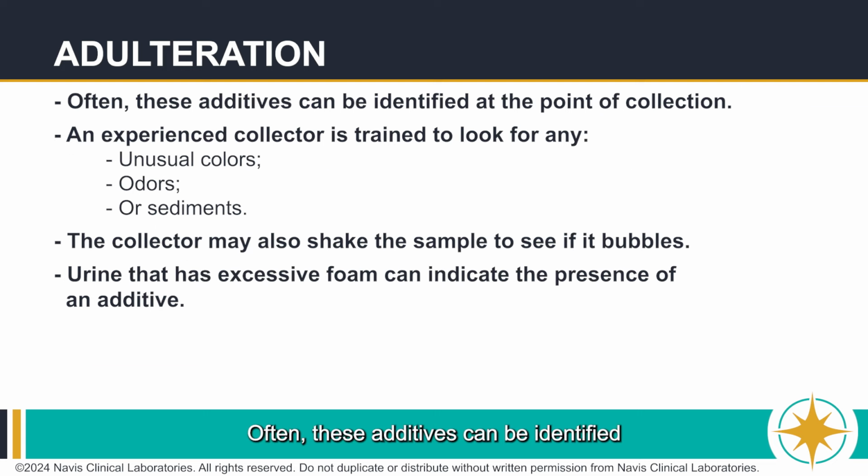Often, these additives can be identified at the point of collection. An experienced collector is trained to look for any unusual colors, odors, or sediments that could be signs of tampering or substitution before the sample is even sent to the laboratory. The collector may also shake the sample to see if it bubbles. Urine that has excessive foam can indicate the presence of an additive. The additives will also commonly affect the characteristics of a specimen like pH or specific gravity. Validity testing in the laboratory will detect abnormal results as well as a variety of specific adulterants.